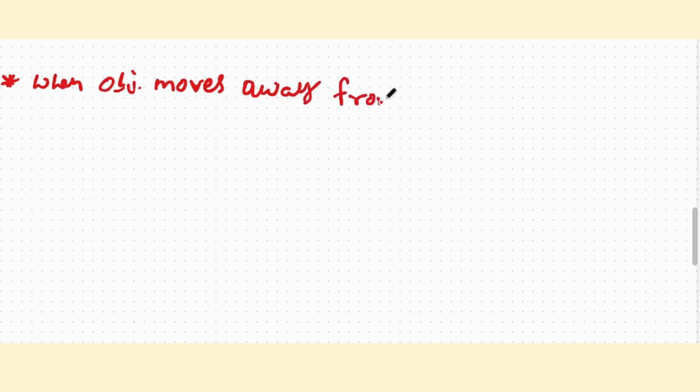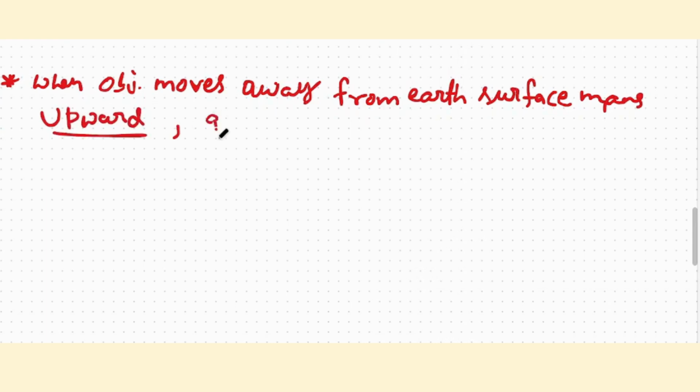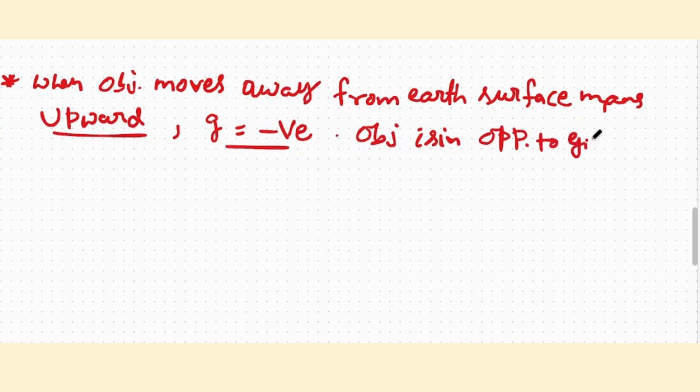Okay, before we start solving this question, let's first remember two key points. When an object moves upward, means away from the earth's surface, g will be negative because the object is in the opposite direction to gravity.